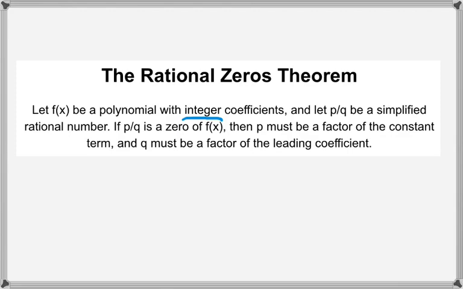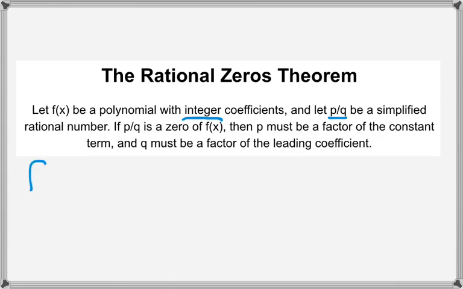We don't have anything like that, just integer coefficients. And p over q is a simplified rational number, so it's a fraction. It's been fully simplified, so it's not something like 2/4. It will be written as 1/2. So if this number p over q is a zero of the polynomial, then p has to be a factor of the constant term of the polynomial, and q has to be a factor of the leading coefficient.